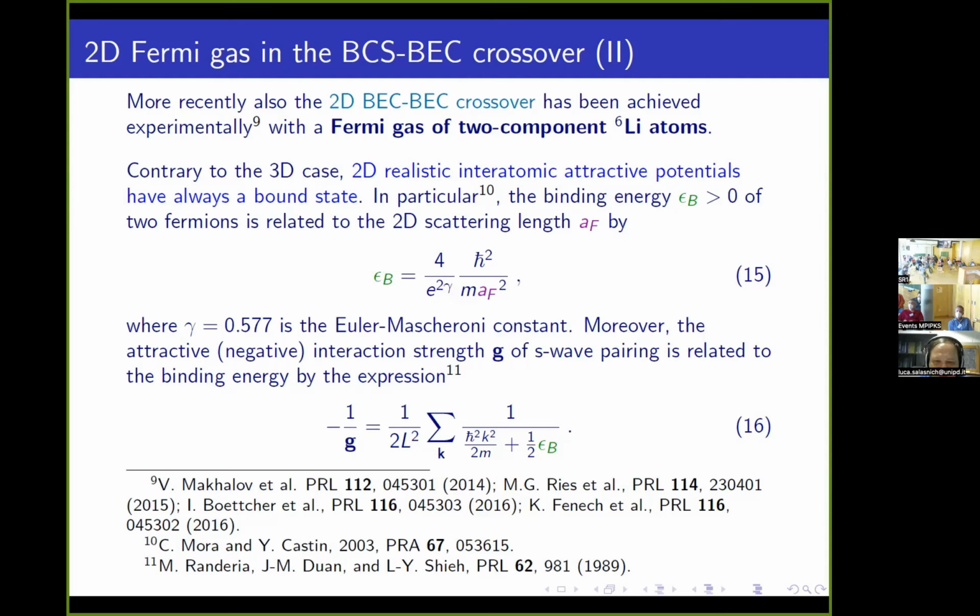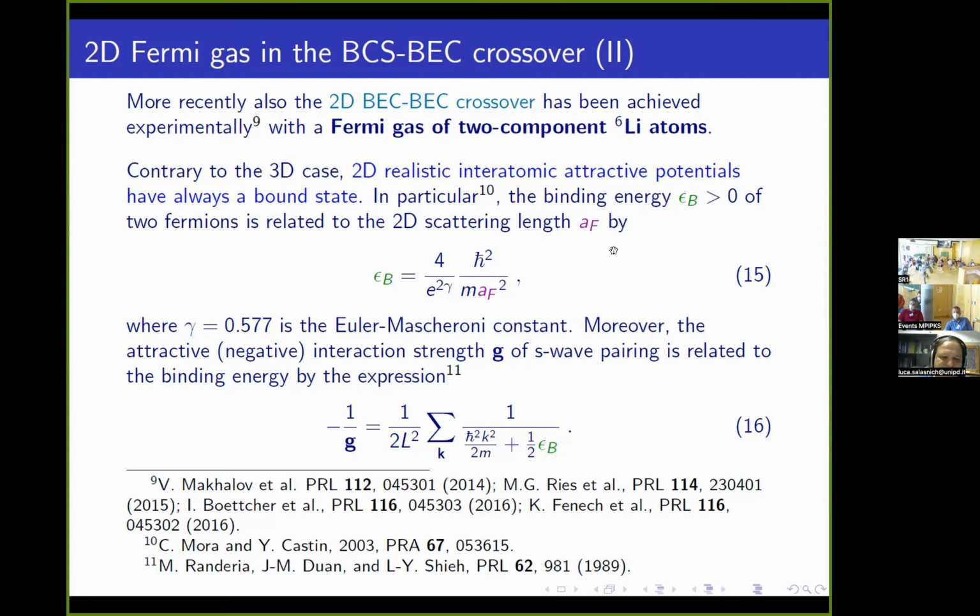have a bound state. In particular, the binding energy epsilon b, here positive, of the two fermions is related to the two-dimensional scattering length by equation 15. And you see again in the formula appears this gamma, that is the Euler-Mascheroni constant. And what is relevant is that the binding energy scales as the inverse of the scattering length squared.